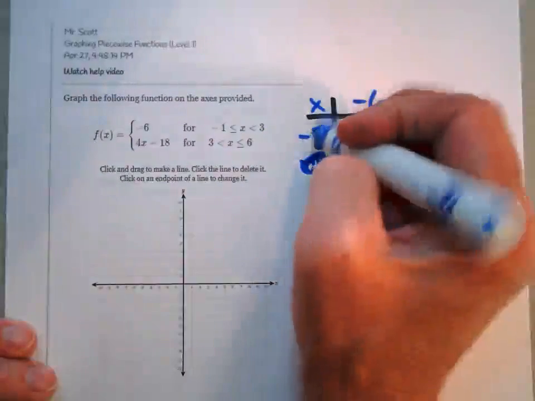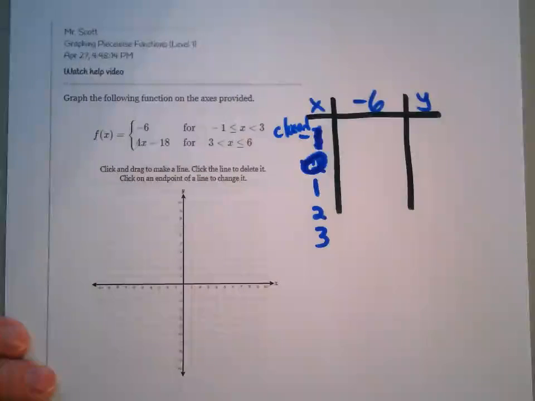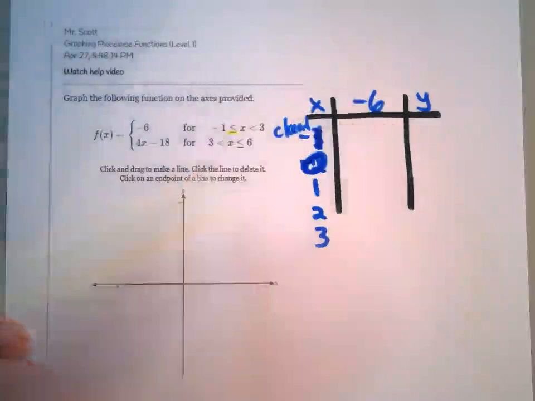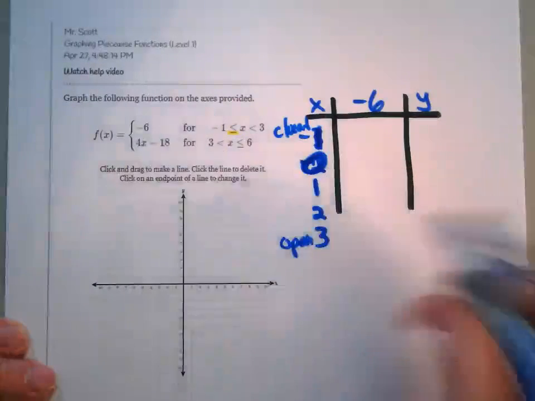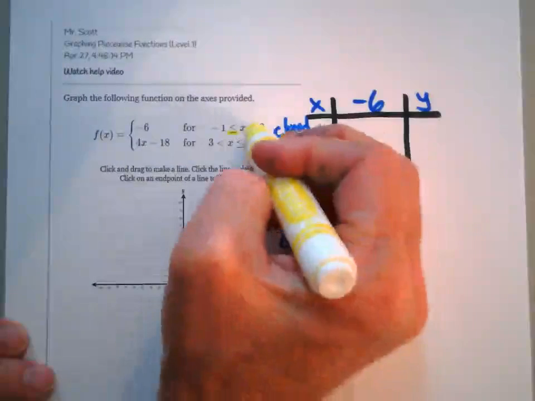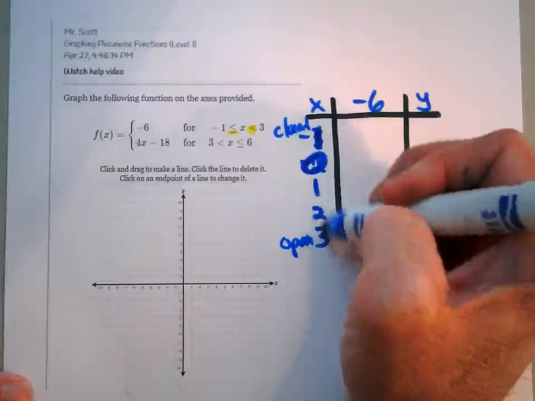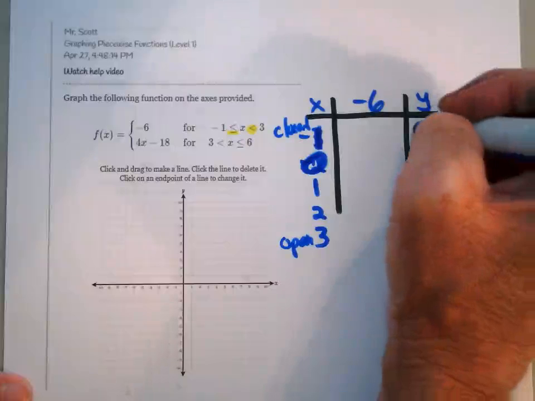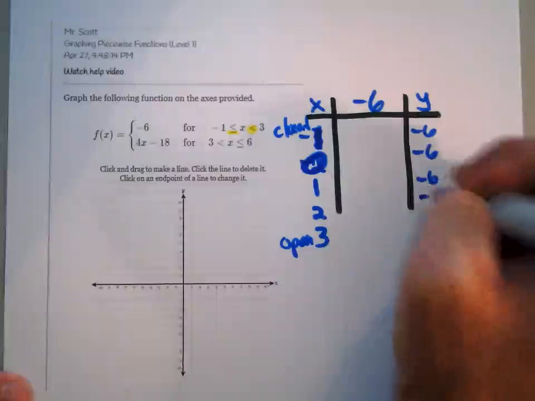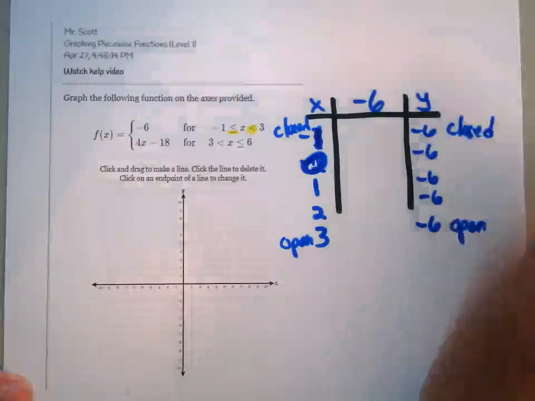Now, on the negative 1, it's closed because of the equal to sign that's underneath the inequality. The 3 is going to be open because of the inequality sign that's right there. So if you paid attention to the last problem, you can't plug any of these values into negative 6. So the y value automatically becomes negative 6 for each one of these. This is an open circle. This is a closed circle.